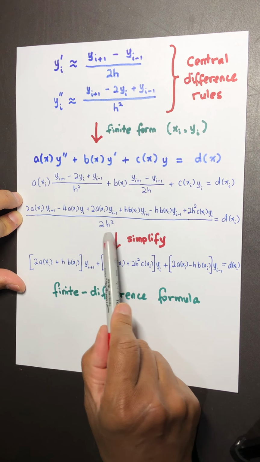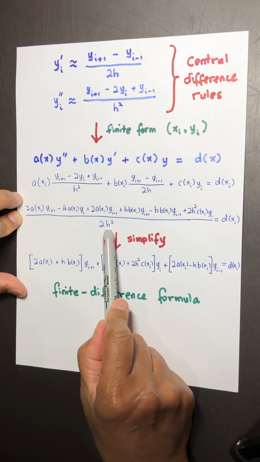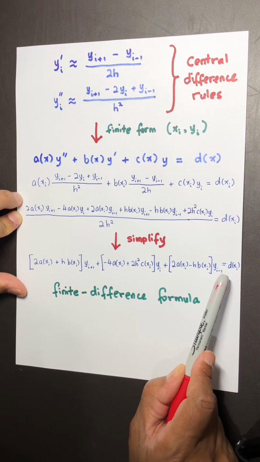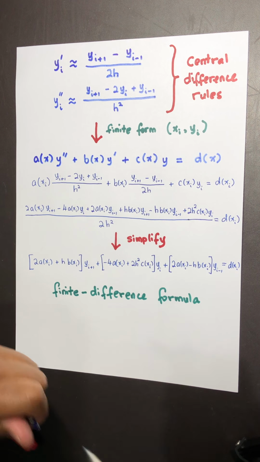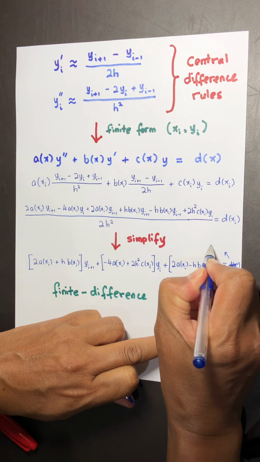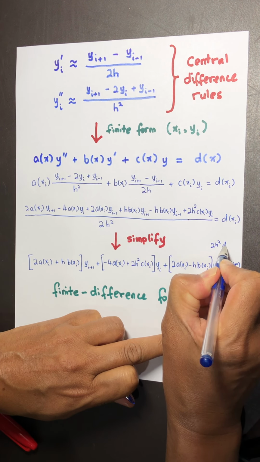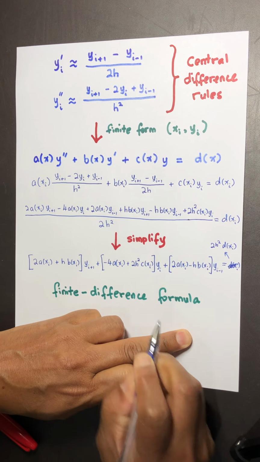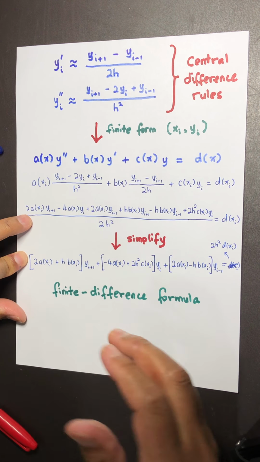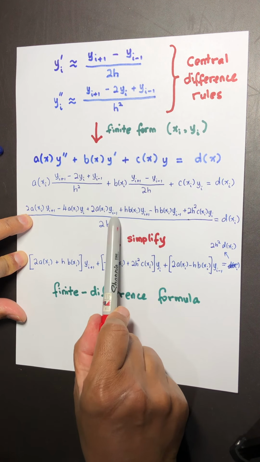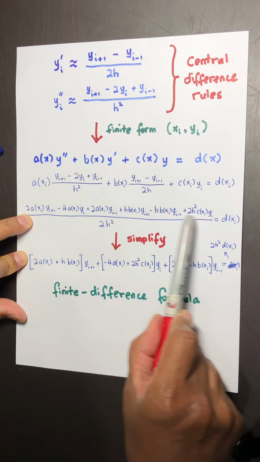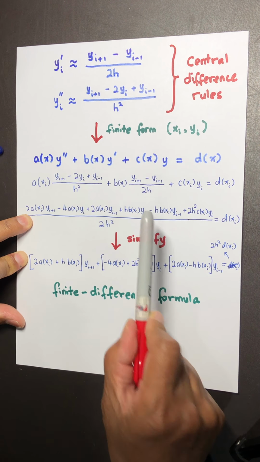And simplify further, by bringing 2h squared to the right hand side. So the right hand side becomes this one here, 2h squared d(xi). That's the right hand side. While the left hand side, we will have terms involving yi minus 1, yi, and yi plus 1. Each of them will have two terms. So we group them together.